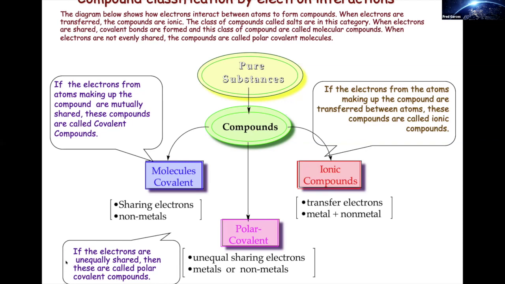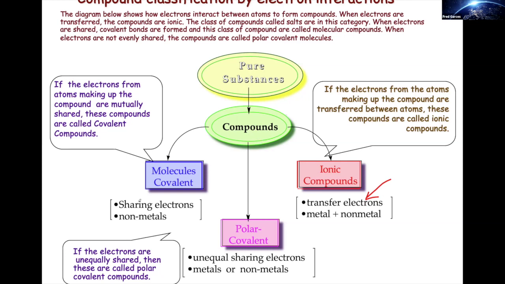let's see if I can get my pen. Okay, let's make it red. What you have right here is ionic compounds. When one atom gives up an electron and another atom gains electrons, you form ions, and the ions are attracted.